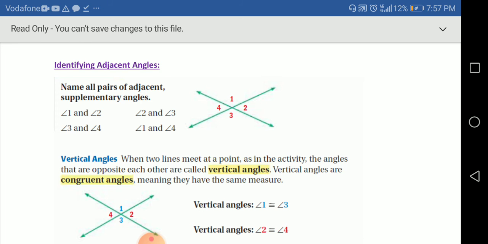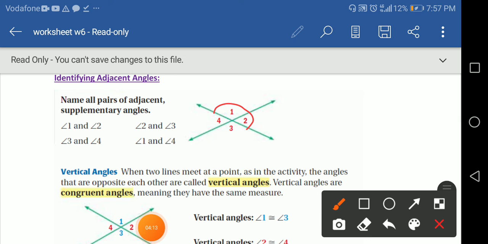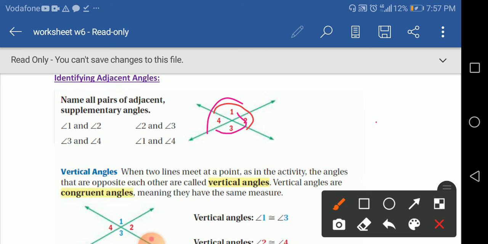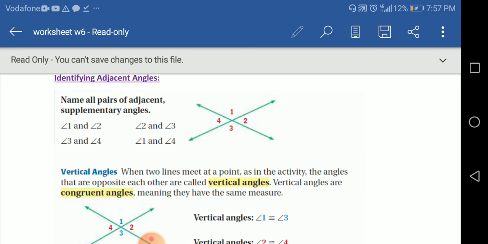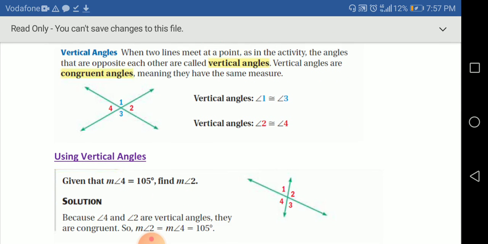Okay, let it be clear. 1 and 2 supplementary, with another color to make it clear. 2 and 3, another supplementary. And what about 4 and 1? Another supplementary. So what I'm saying, guys, is that we have here more than one supplementary pair, as you see.